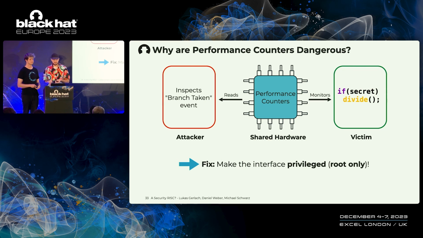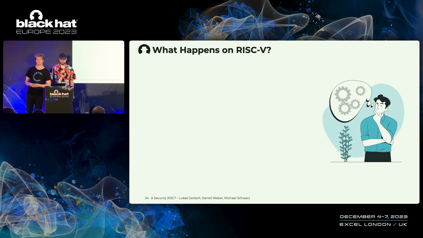And what is the fix, for example, in a cloud environment or a shared environment? Well, the fix is just to make the interface itself privileged. So don't give the attacker access to the performance counters, prevent it by putting the interface behind the wall of privilege. Okay, so I'm starting to see a pattern here. First we had timing for CPU caches, now we have debug interfaces or benchmarking interfaces. Similar pattern. So again, let's take a look at what's happening on RISC-V.